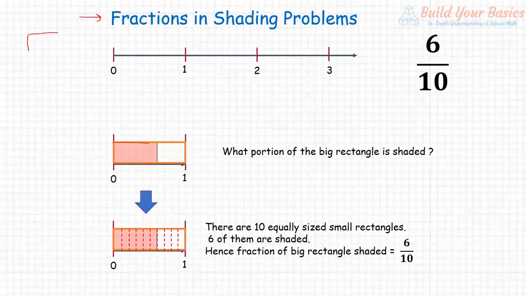You imagine a rectangle, the big rectangle in orange color. Now, let's say it is fitting between 0 and 1 on a number line. So this is a number line. This rectangle is placed on it. This rectangle can be divided into smaller rectangles. I have shaded some part of the rectangle. Now the question is, what portion of the big rectangle is shaded?